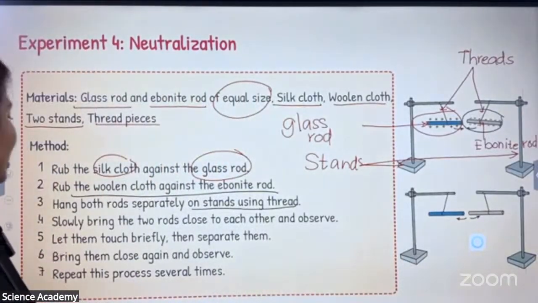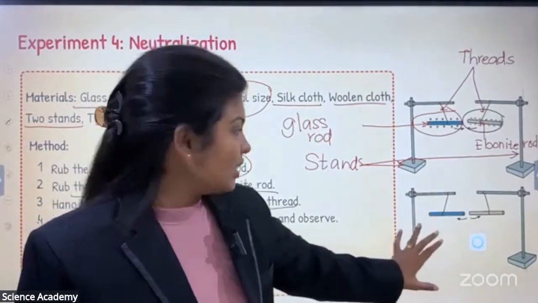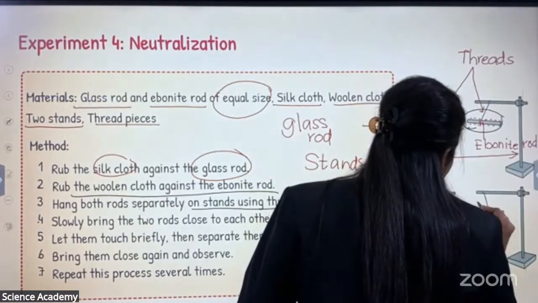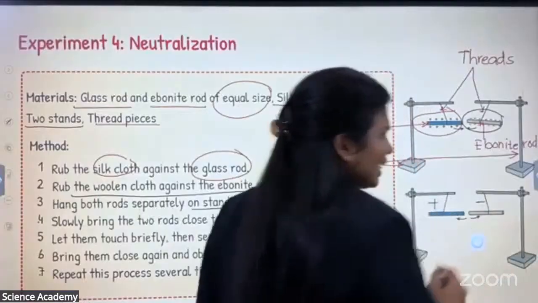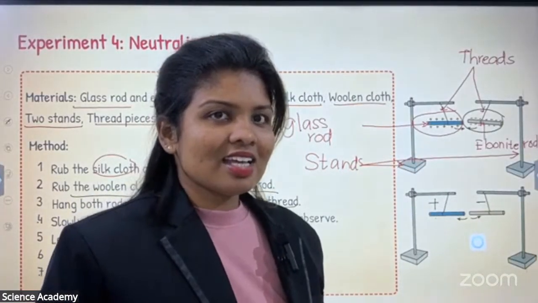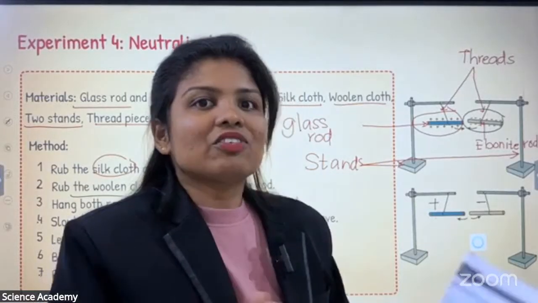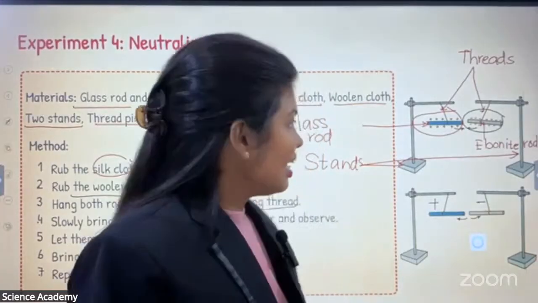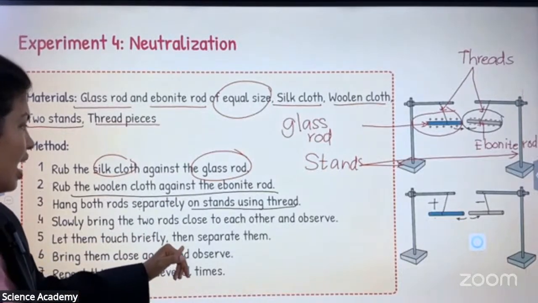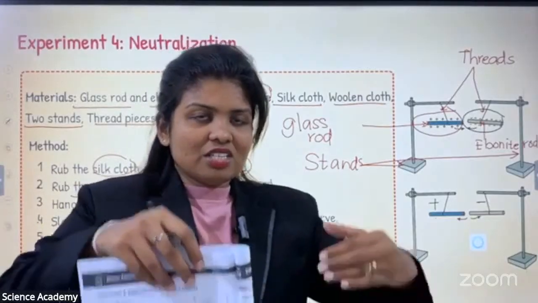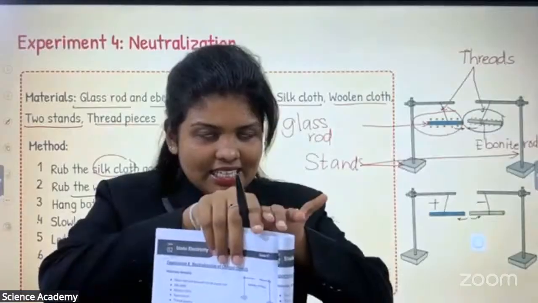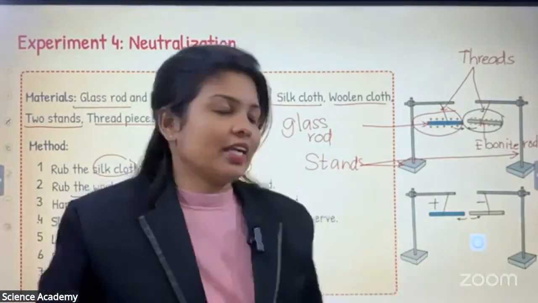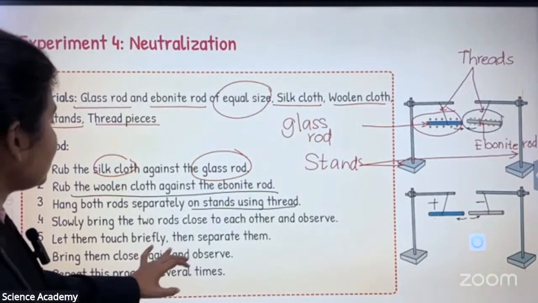Right. So children, what we are going to do? Now we take near both of these rods. Then what will happen? This is having positive. This is having negative. Positive and negative charges are there. Unlike charges attract. Then glass rod and ebonite rod attract each other. Right? Then what they say is, let them touch briefly and separate them. We just take them near or allow them to contact and then separate. Right? Okay. So then bring them close again and observe.